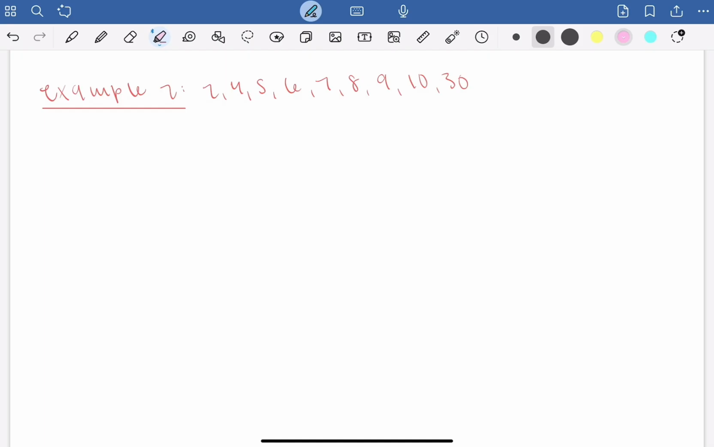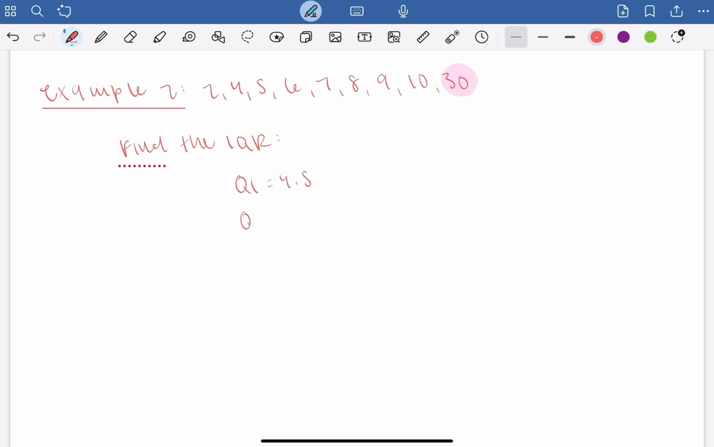Now let's work through another example where one value is much larger than the others. Once again, the numbers are already arranged from smallest to largest. There are 9 observations, so the median is the fifth value, which is 7. The lower half is 2, 4, 5, and 6. Q1 equals 4.5. The upper half is 8, 9, 10, and 30. Q3 equals 9.5. The minimum is 2, the maximum is 30.